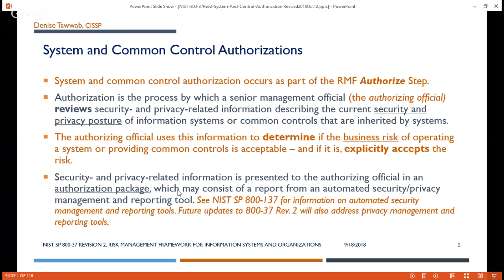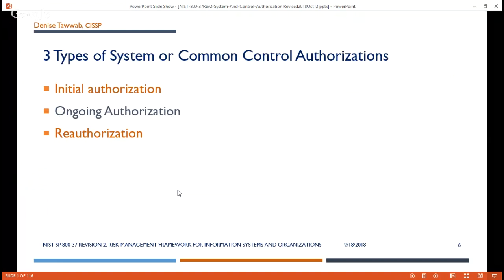Security and privacy related information is presented to the authorizing official in an authorization package, which may consist of a report from an automated security management and reporting tool. If you look at NIST 800-137, it will talk more about automation and reporting tools. There are 3 types of system or common control authorizations: the initial authorization, ongoing authorization, and reauthorization. And we'll talk about each of those in turn.